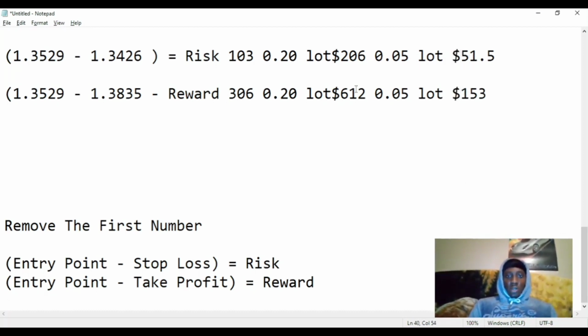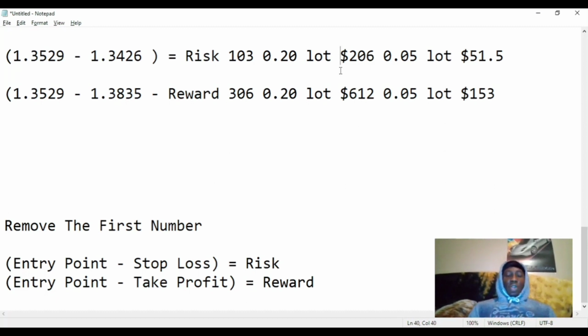This is how much you would be losing. Use a 0.20 lot size. This is how much you would be making. This is how much you would be losing. This is how you can calculate risk versus reward and count pips.